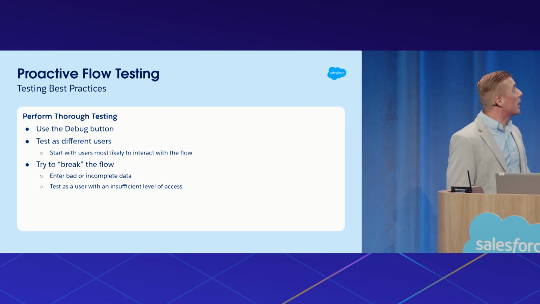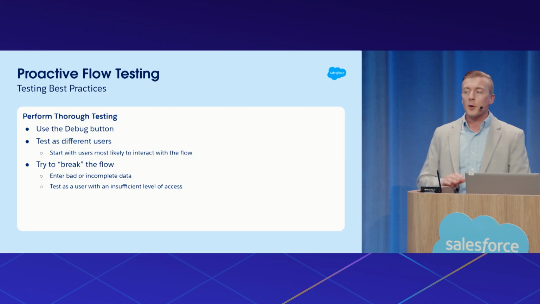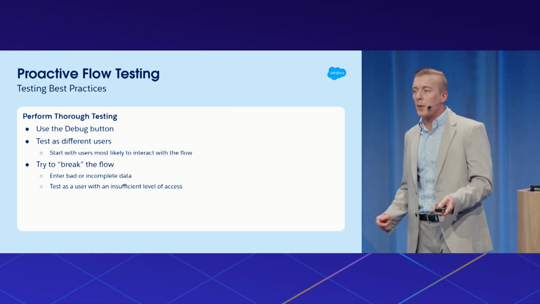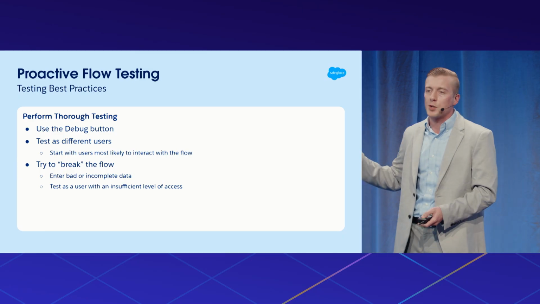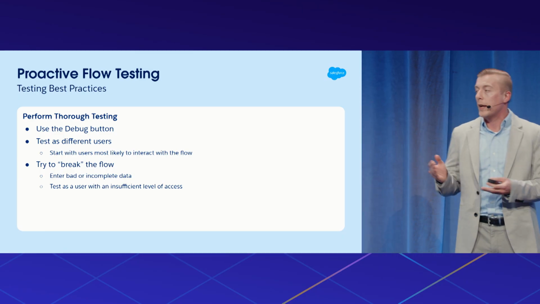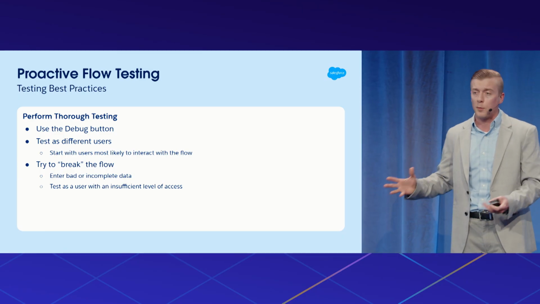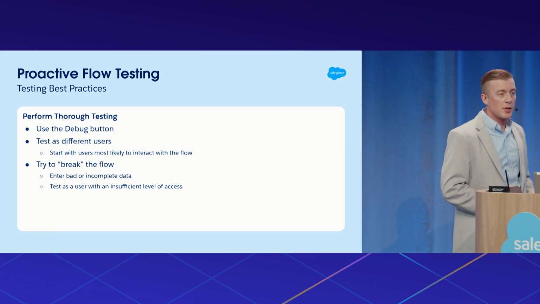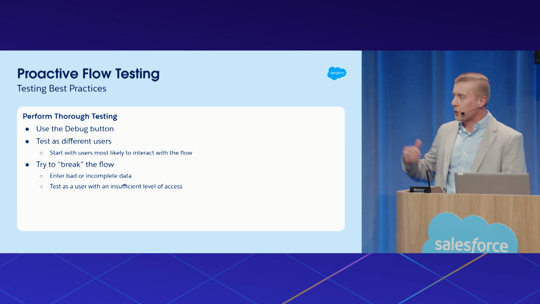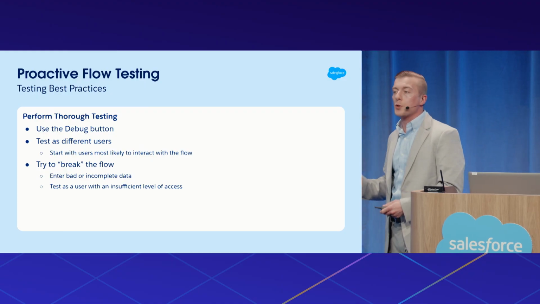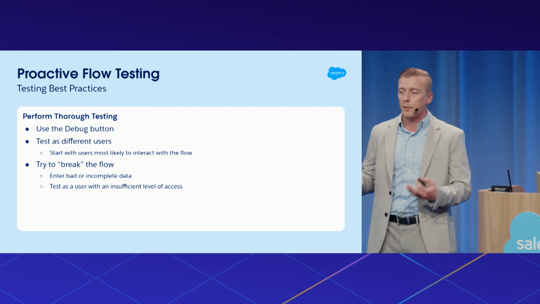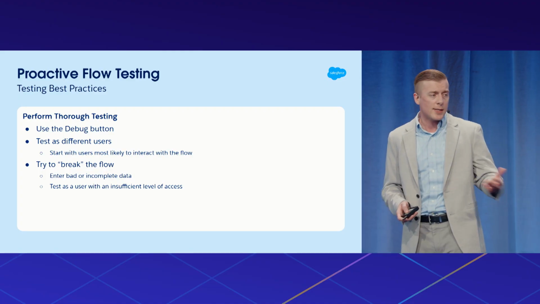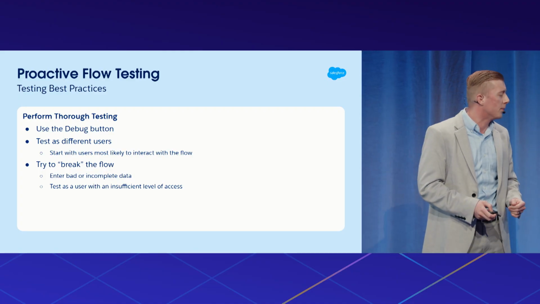You want to use that debug button early and often. Even if you're nowhere near completing your flow and you only have a couple of elements, hit that debug button. See if it runs as intended so far. You might have missed a field and get an error message, and you'll be able to fix it right there before you have a massive flow built out. Use that debug button to test as different users. Of course, test it as yourself, make sure it actually works, but also test it as the users who will most likely run into the flow and use it in their day-to-day. We want to make sure that they have the permissions and access necessary to go through the flow without issue.